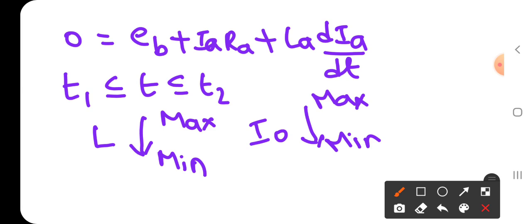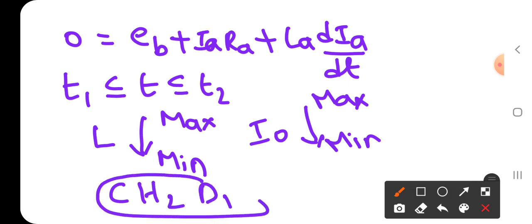And here what are the devices in conduction? CH2 and D1. Now at the end of this mode, that is at T is equal to T2, I naught is equal to 0. That means the inductor totally discharges its energy. Okay. So I don't know whether you understand or not.